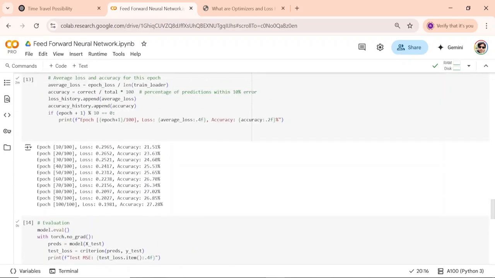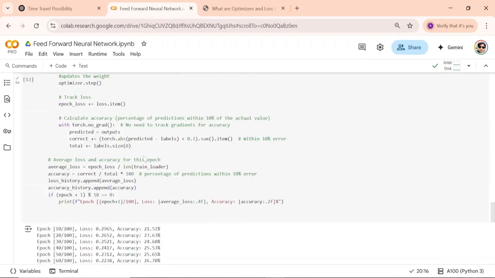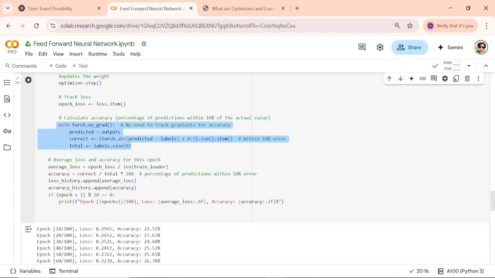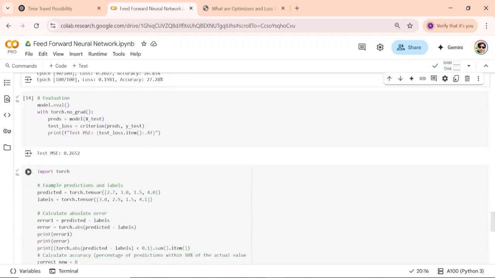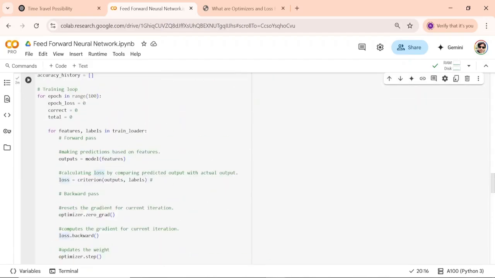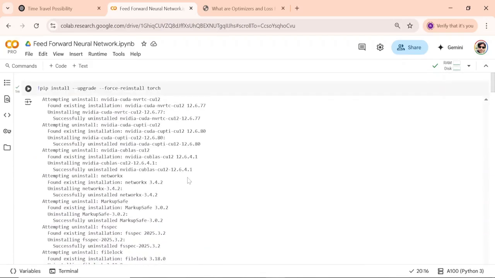Okay, so this is what we have done here. We compared the actual and predicted values. If that is pretty near within the error range, I'm considering it as a correct value, and that's it. So that is all about the training process of a model.